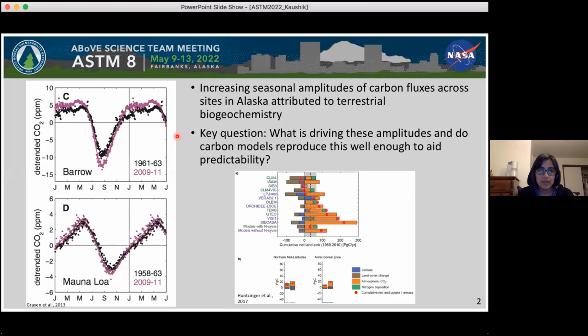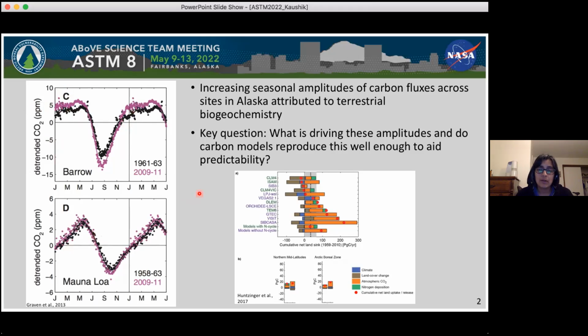Just some background: it's well known at this point that there has been an increasing seasonal amplitude of carbon fluxes at various sites across the ABoVE domain and in Alaska. This paper by Heather Graven et al. in 2013 demonstrated the seasonal cycle. What I'm showing here is the detrended CO2 seasonal cycle for the early 2010s versus back in 1960. You can see a larger seasonal cycle at Barrow versus at Mauna Loa.